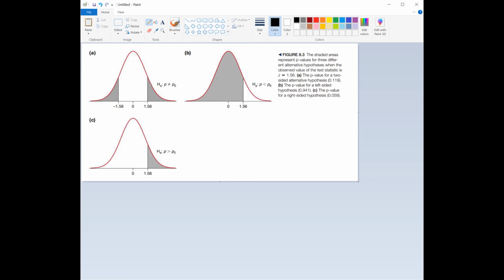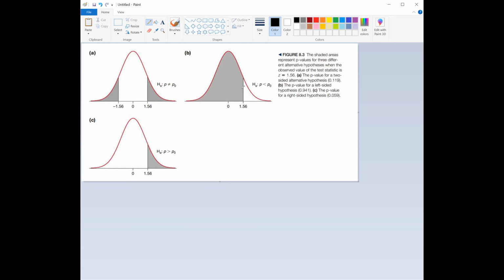So you find the area that's under both of these two sides, and that is going to be your p-score, right? That's your probability value that went along with the test statistic for two tails.